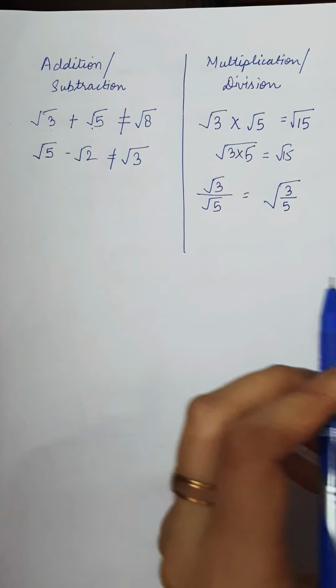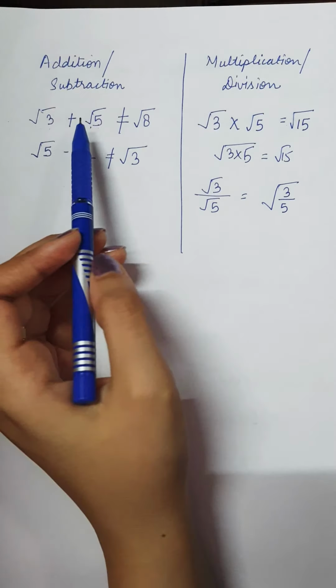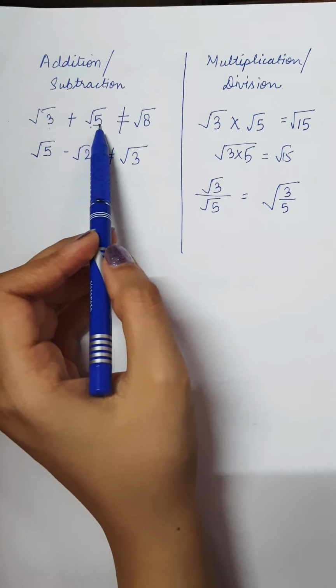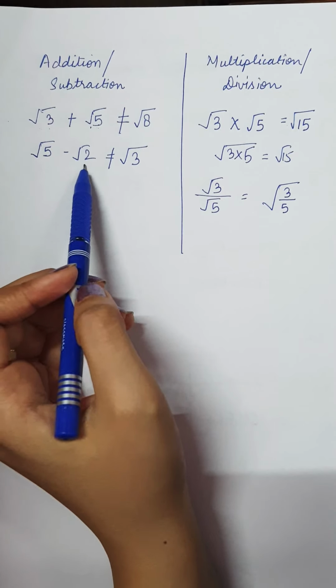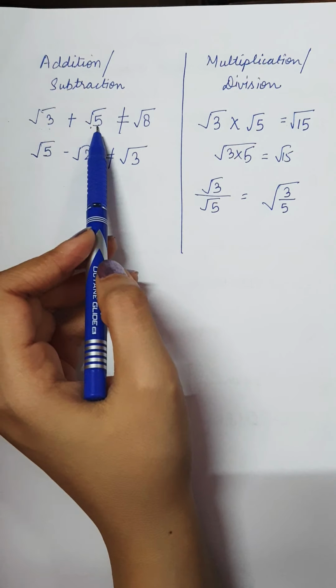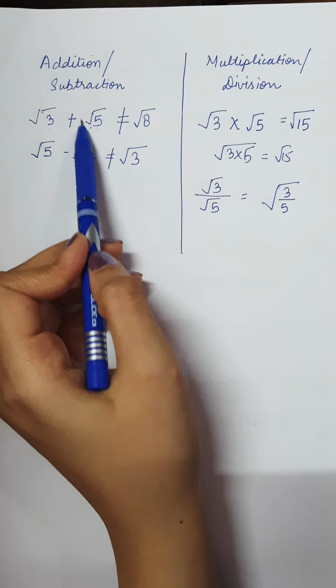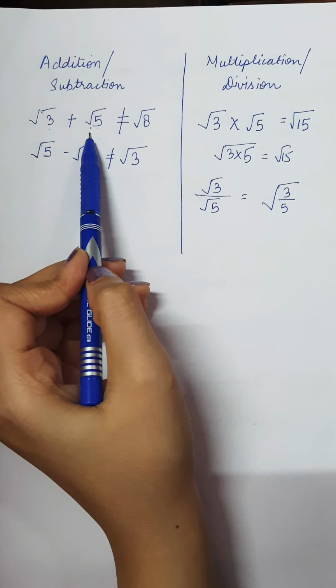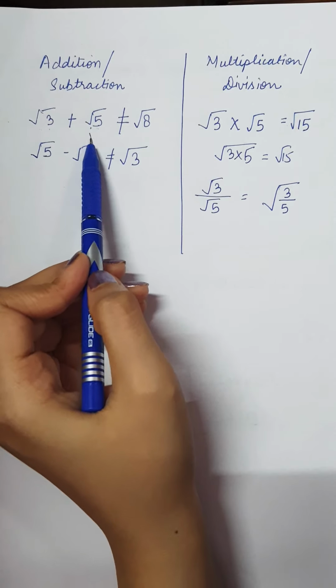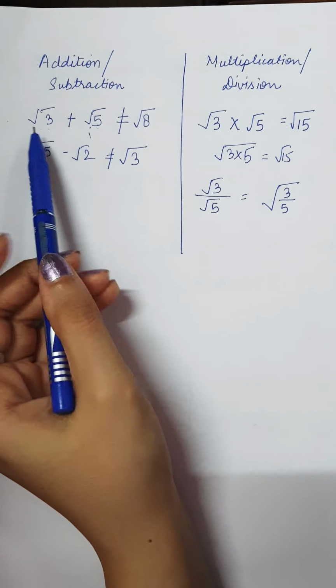So you need to keep this important point in your mind. In addition and subtraction, you cannot add or subtract the numbers. You need to add and subtract the values. Value of root 3 plus value of root 5. Then you can get the exact answer in terms of decimal.